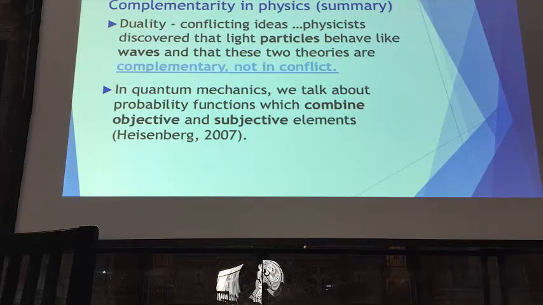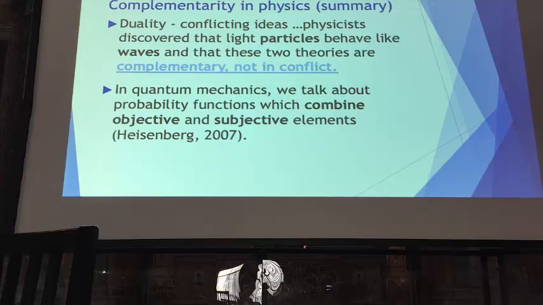In certain situations, the only way we can explain the behavior is that it's a wave. And in other situations, the only way we can explain light's behavior is to say that it's a particle. And that is the duality. We have two conflicting ideas, yet we need both of those ideas to explain the actual complete behavior. In physics, complementarity does not mean they're in conflict. They may have been in conflict at one time, but we accept that there's this duality.